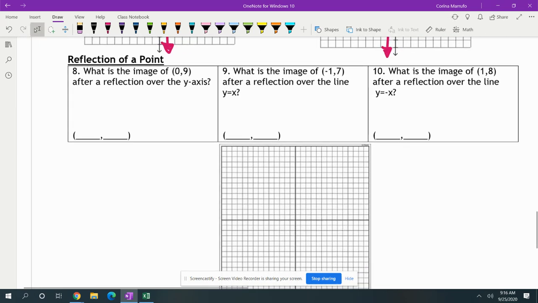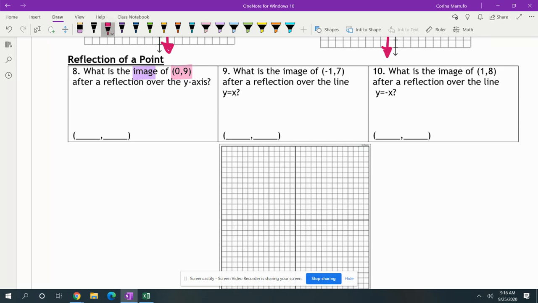Okay, the last section, reflection of a point. So this is just reflecting a point. With the word problem, they do not give you a graph. You can use a graph or you can use a rule. So it says, what is the image of (0, 9) after reflection over the y-axis? So remember, image is your after, okay, after the reflection. So (0, 9) is your original, and we're going to reflect that across the y-axis.